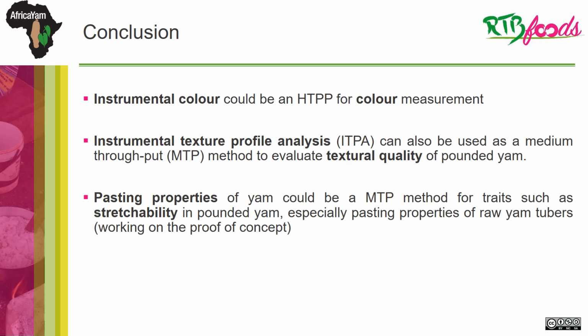Now, conclusion, I will just summarize the results. Instrumental color could be a high throughput method for color measurement. ITPA can be a medium throughput method to evaluate textural quality of pounded yam. Pasting properties of yam could be a medium throughput method for traits such as stretchability in pounded yam, essentially pasting properties of raw yam tubers. We are still working on this.